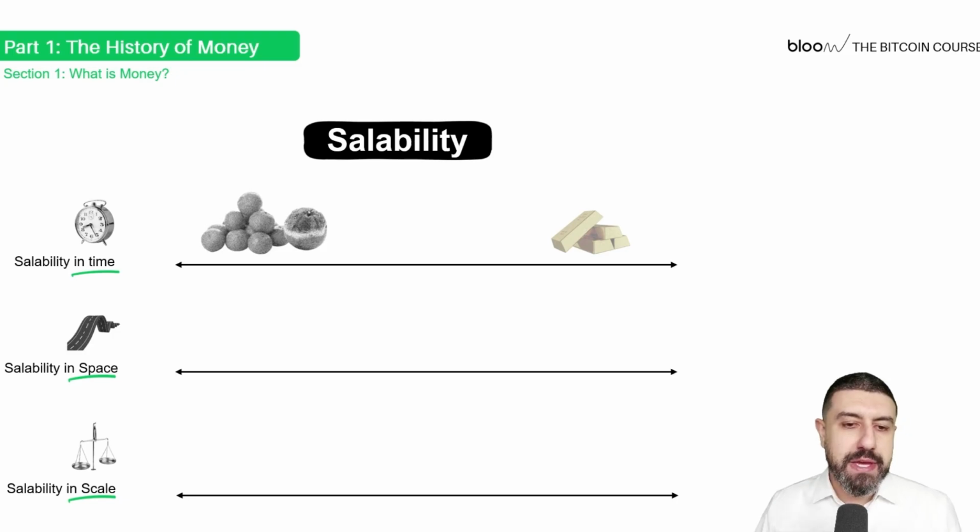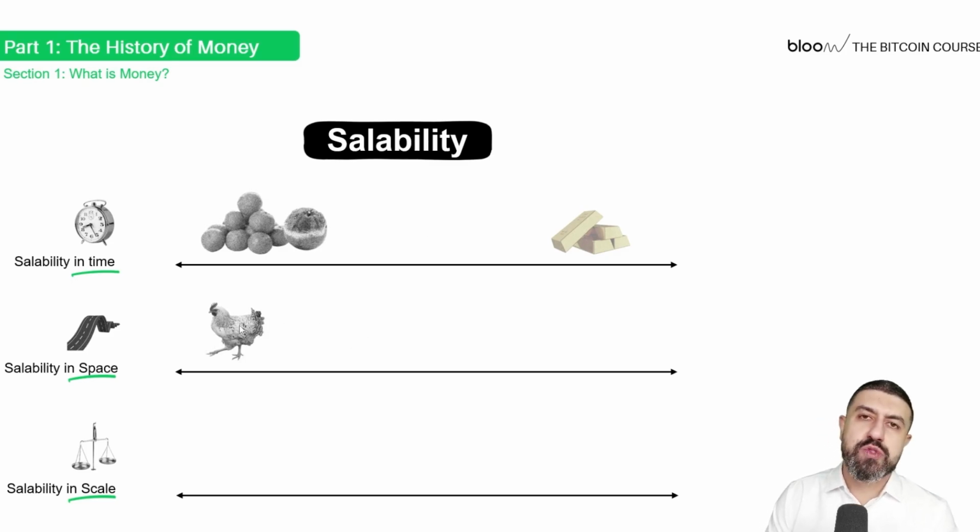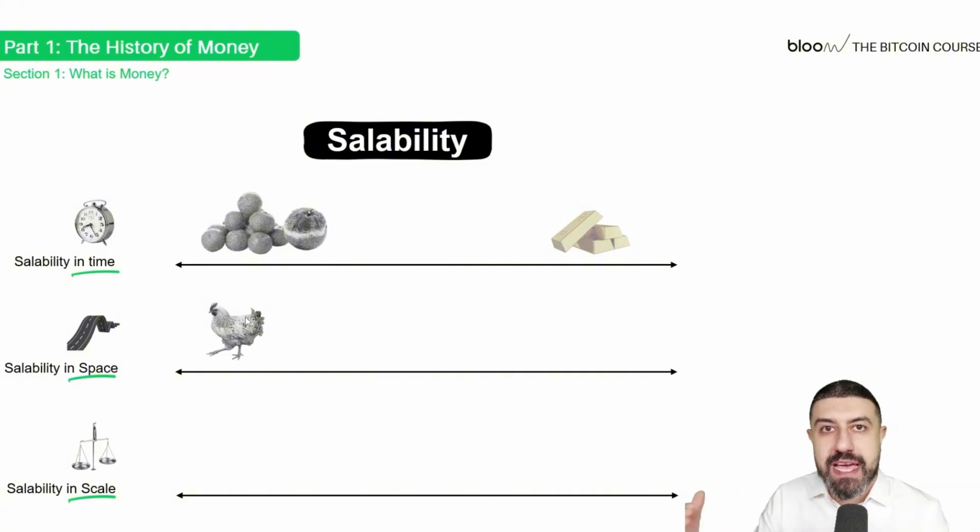So if we're looking at another space, let's say salability in space. How well does a product move in space? For example, if we use chickens, can we use chickens as money? Are chickens space saleable? Well, let's think about it. I want to buy something with a chicken. What am I going to do? Put a chicken in my pocket? Hard to transport a chicken. If I want to buy something with 10 chickens, how am I even going to do that? So chickens are not very space saleable. There's costs involved in moving them. So there's value lost in that transaction, in that movement.